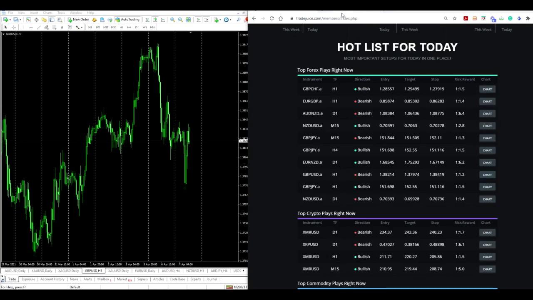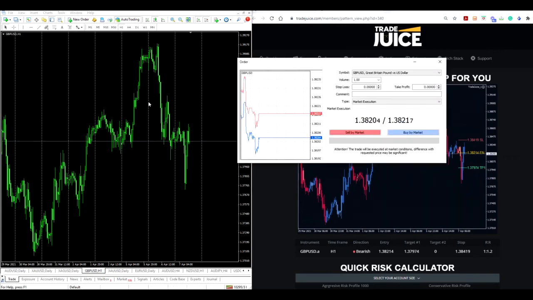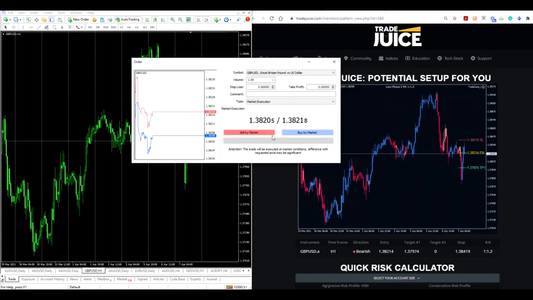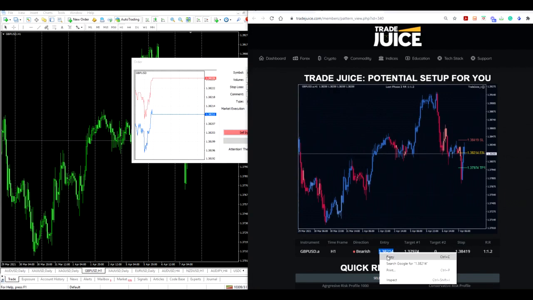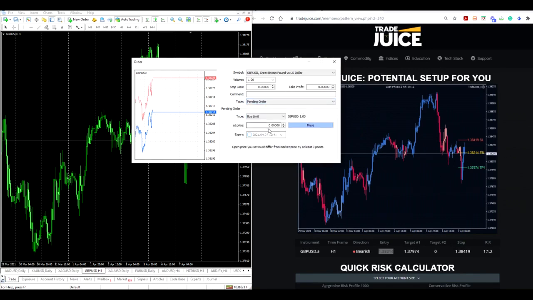Adrian here, and I'm on the pound Japanese yen. I've just had a look at the hot list for today on the TradeJuice platform, and amongst all the trades, I've selected one, the pound Japanese yen 15-minute chart, and TradeJuice displays this for me. I've got the entry point set out, target, my stop, and it's just gone under the entry point. So I'm going to enter a market execution order now.